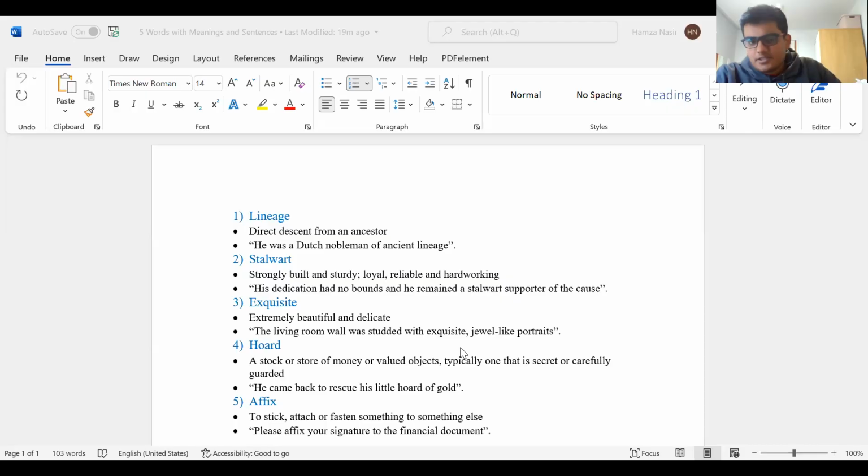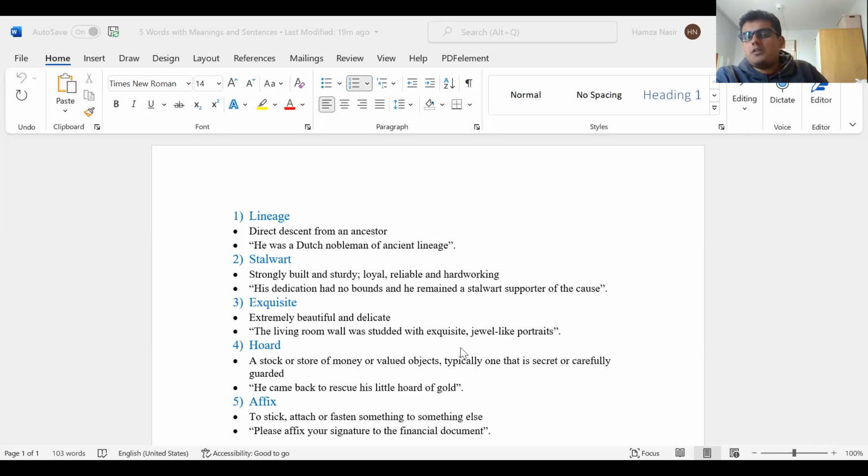After our 10 spellings, we move on to our 5 words with meaning and sentences for today. The first word that I want to talk about is lineage. Lineage means direct descent from an ancestor, to be related to someone in their family, someone higher up, right? A sentence could be, he was a Dutch nobleman of ancient lineage.